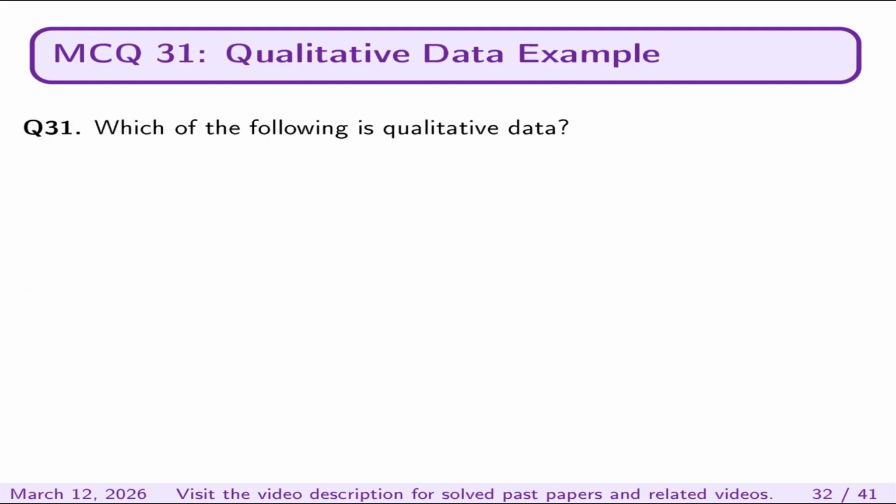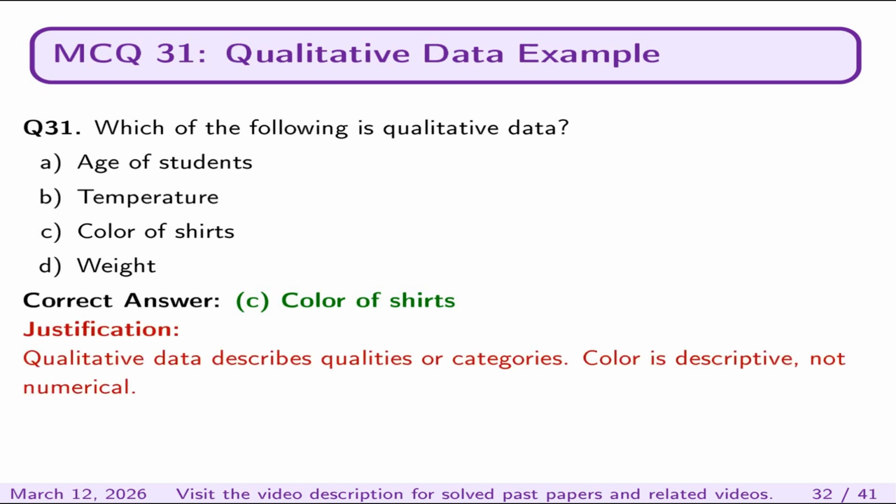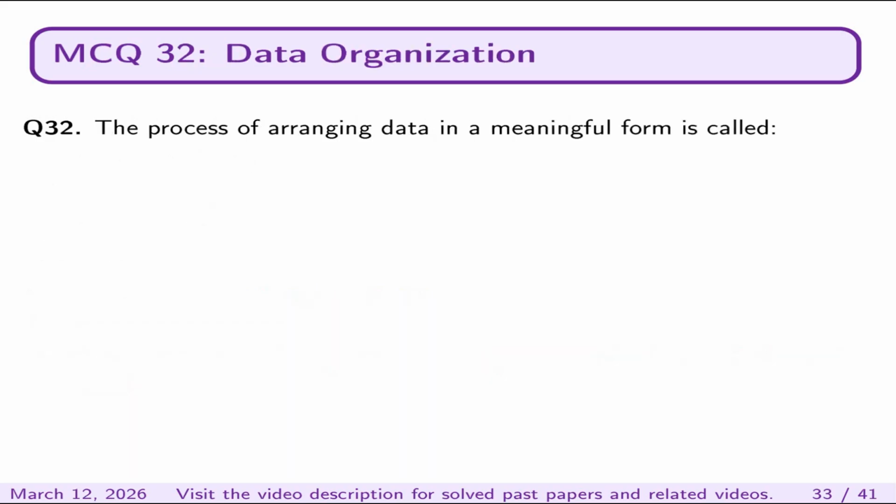Question number 31. Which of the following is qualitative data? Age of students, temperature, color of shirts, weight. Answer is color of shirts, because qualitative data describes qualities or categories. Color is descriptive, not numerical.